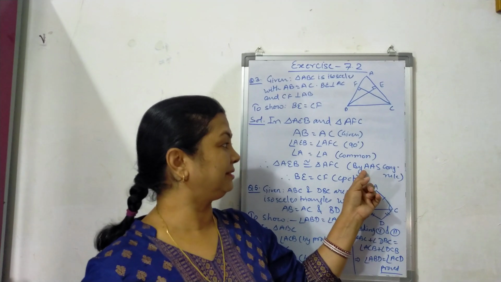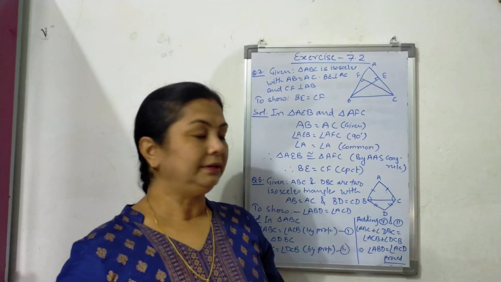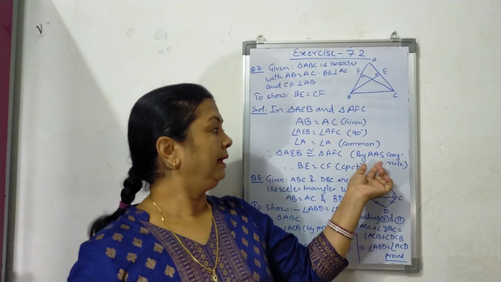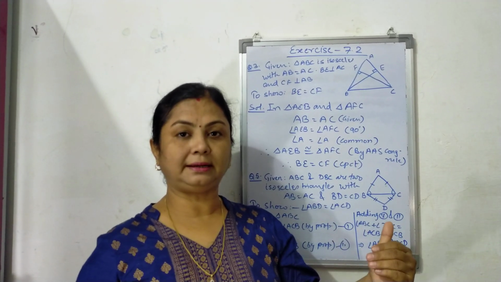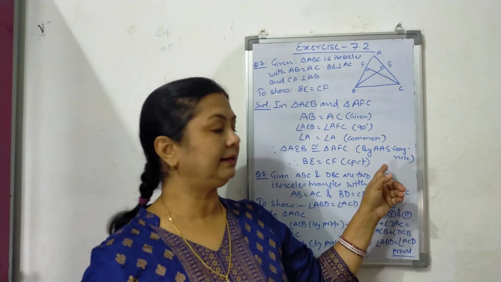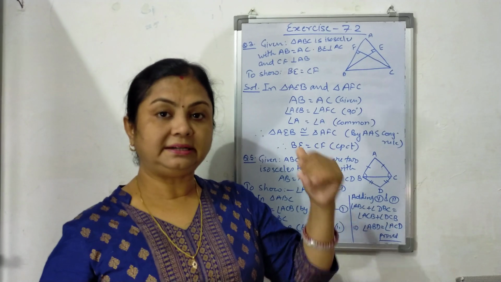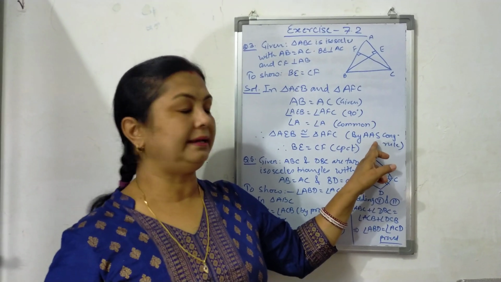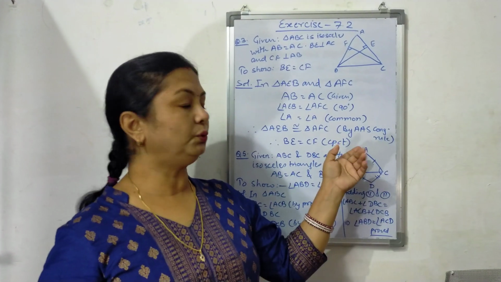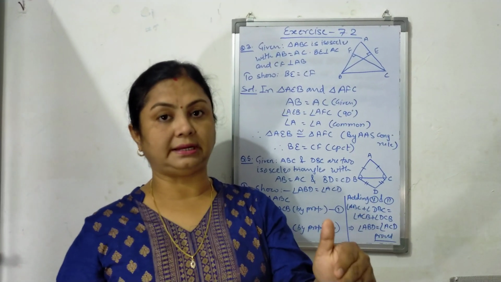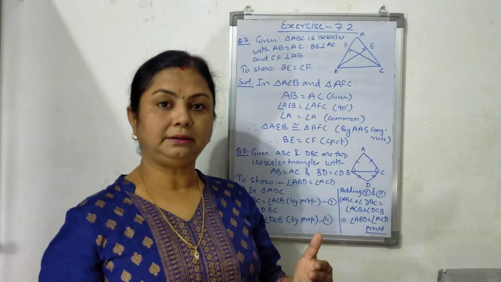Now you will say, what is this AAS? Because I explained ASA. So here I want to tell you, ASA means two angles and included side of one triangle equal to the corresponding angles and included side of other triangle. But that condition can also be taken as AAS. It means if two angles and one side of one triangle are equal to the corresponding angles and one side or corresponding side of other triangle, then also the triangles can be congruent.